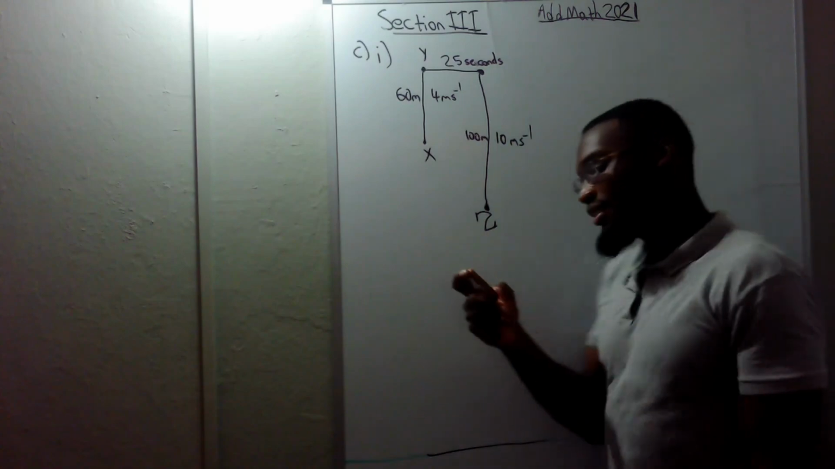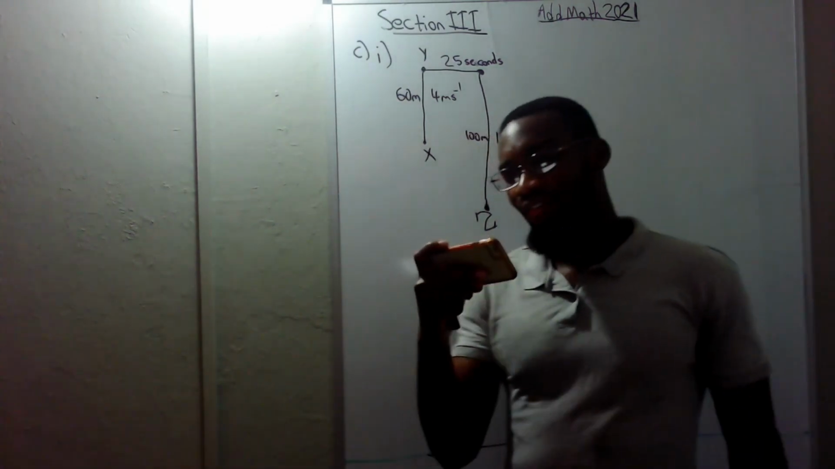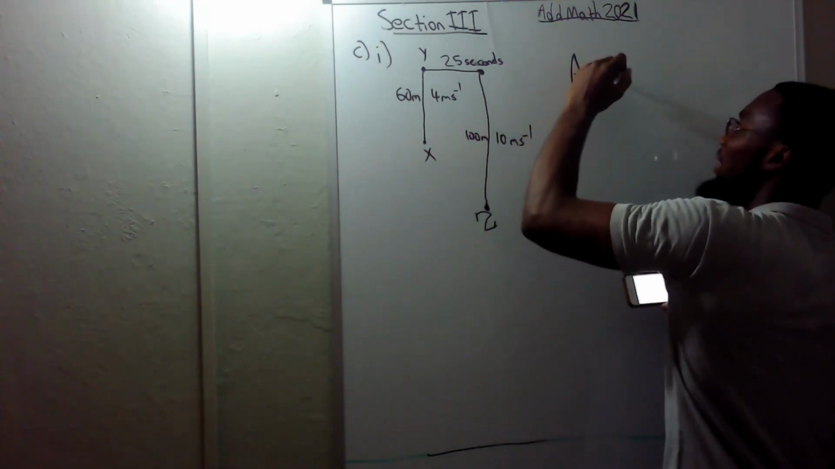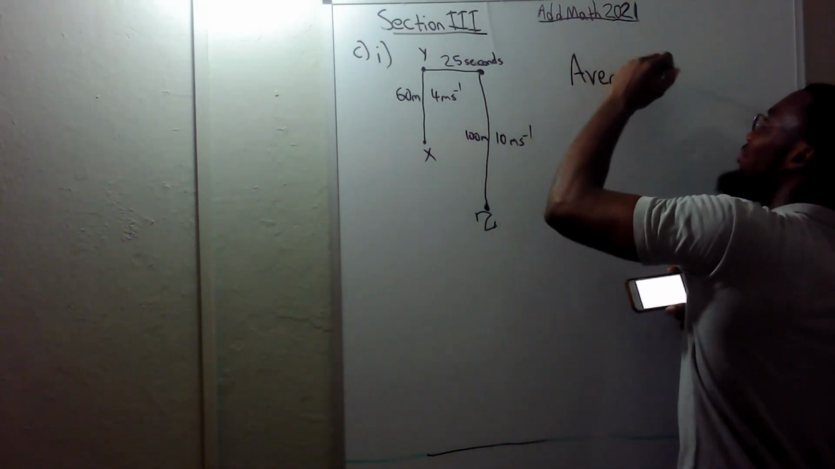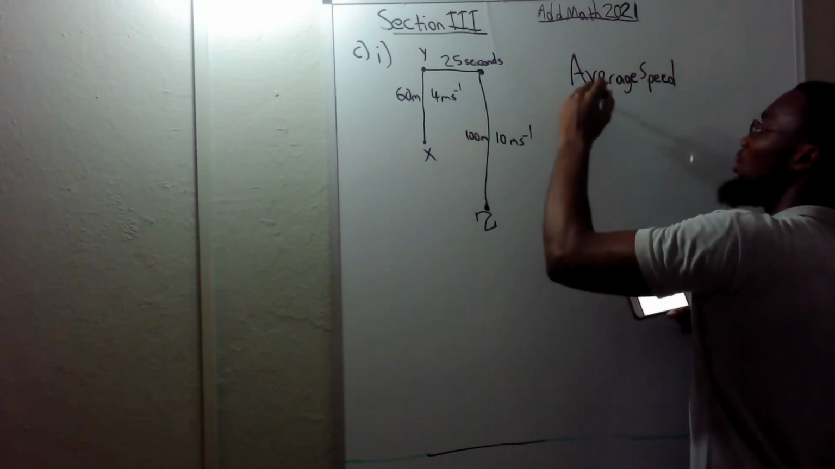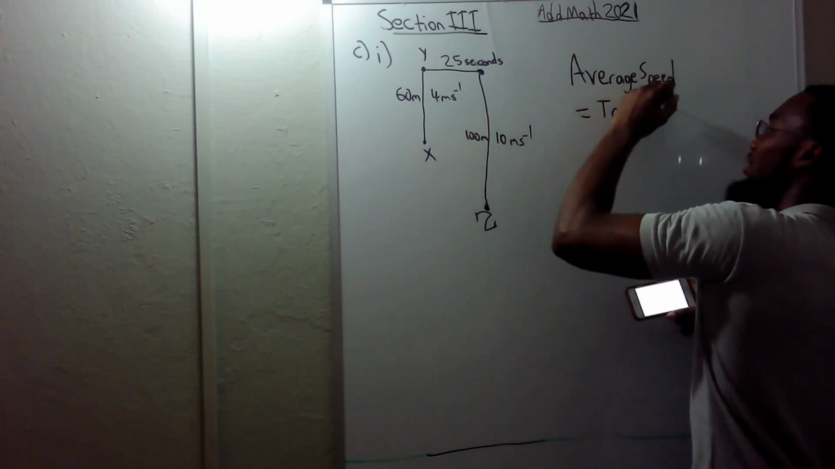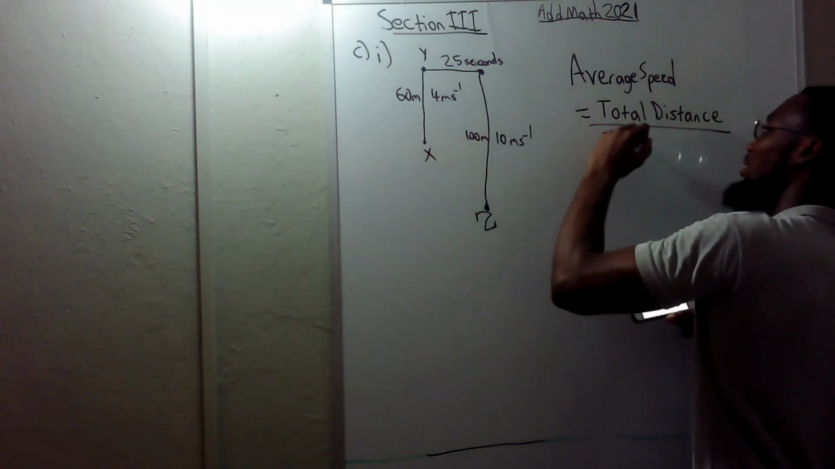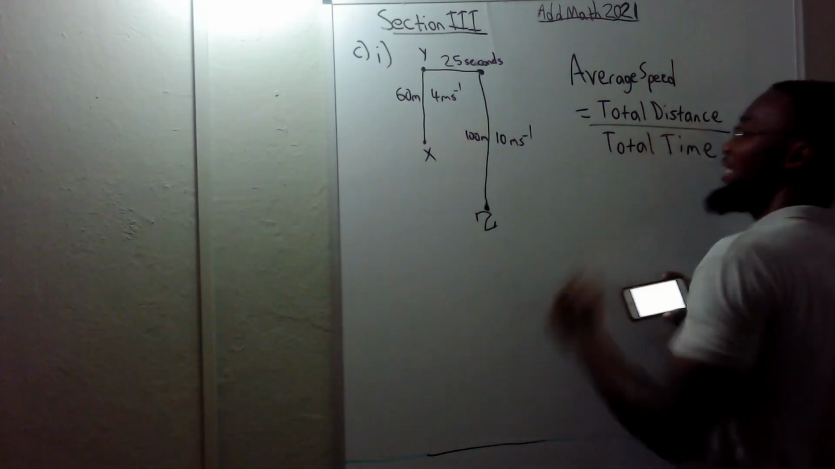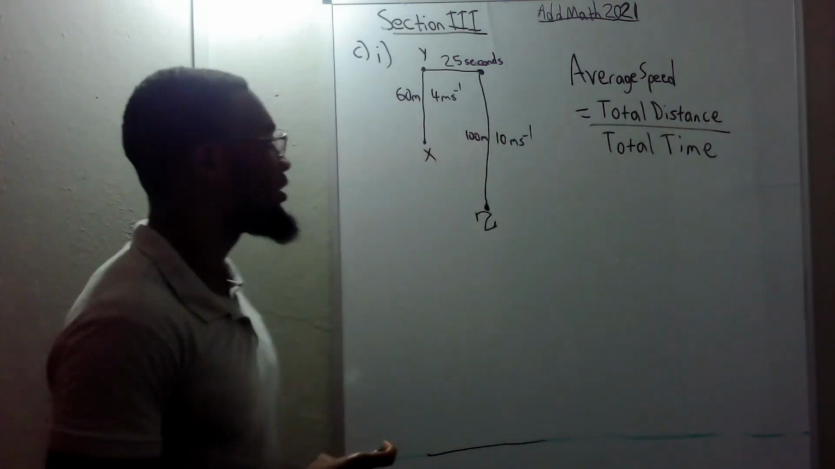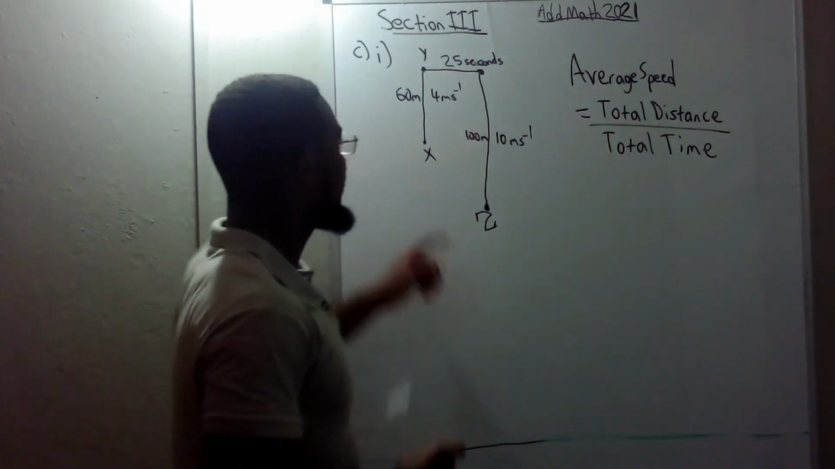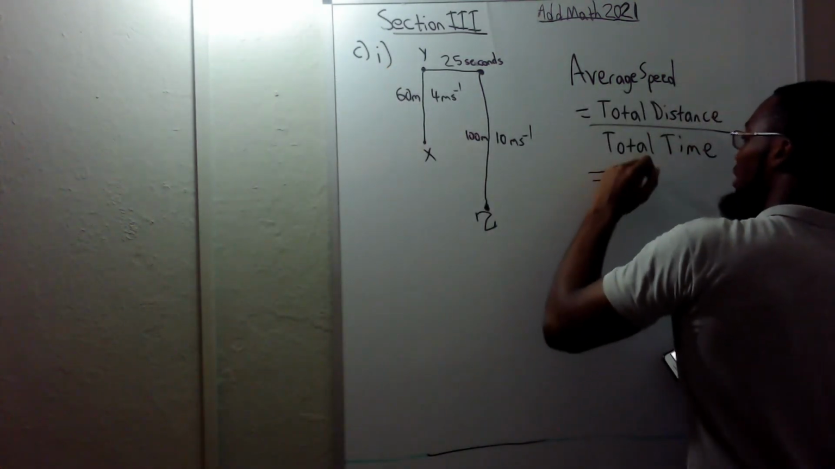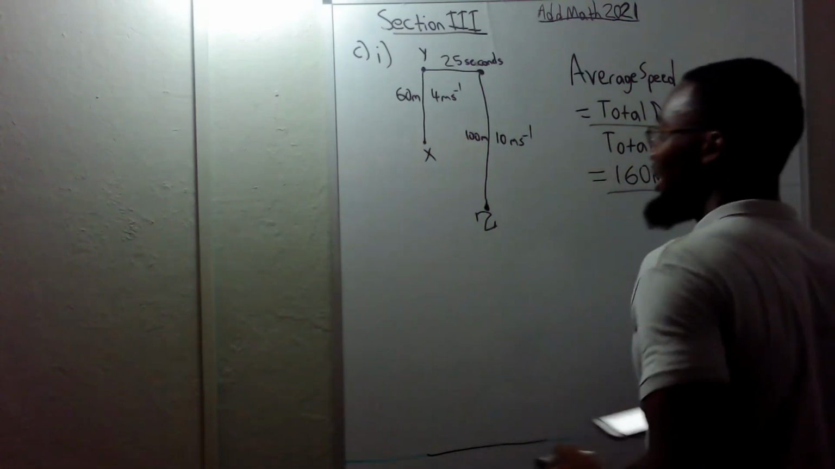Ooh, nice. Now the question says find the average speed for the whole journey. So first thing, guys, average speed is a simple formula. Average speed is equal to total distance divided by total time. That's average speed. Total distance divided by total time. So the total distance traveled is 60 meters and 100 meters. That's 160 meters divided by the total time.